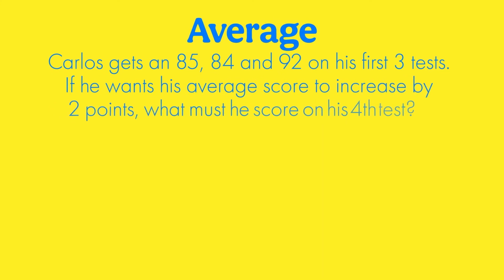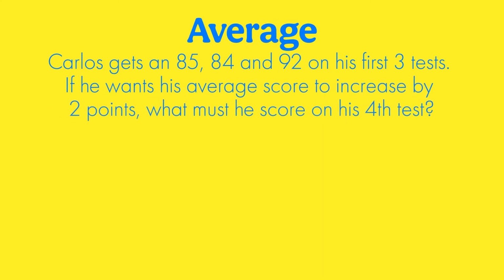For example, let's take this one. Carlos gets an 85, 84, and 92 on his first 3 tests. If he wants his average score to increase by 2 points, what must he score on his 4th test? Okay, so we would start by finding our average, which is 85 plus 84 plus 92 divided by 3. And we're going to use our handy dandy calculators. And that gets us 87. Okay, so now we know that his average score is 87.